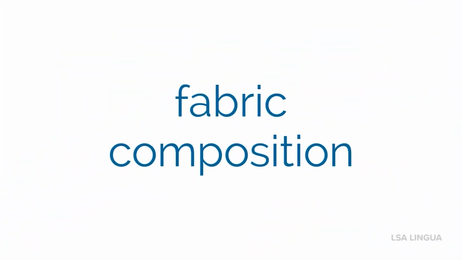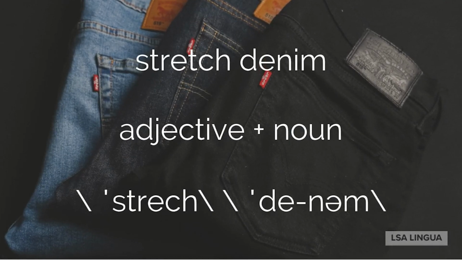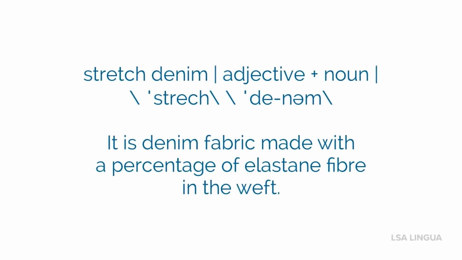Let's have a closer look at fabric composition. This is important because there's such a thing as stretch denim. So stretch denim came to exist to make denim fabric more comfortable. So what you'll notice in a few moments is that the denim fabric is made with a percentage of elastin fiber in the weft.